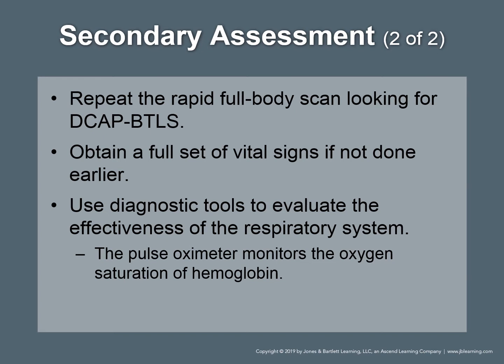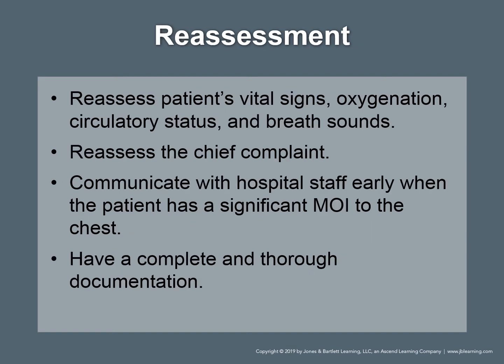Get a full set of vital signs and make sure you're trending your vital signs. Your chest injuries, you should be trending every 5 minutes. And use the diagnostic tools to evaluate the respiratory system. Use your pulse oximetry, and we've talked about the limitations of pulse oximetry before. If you're running out of blood, you don't have enough blood flow, it's going to show high, but you don't have enough hemoglobin to saturate. So keep those things in mind as you're evaluating the patient.